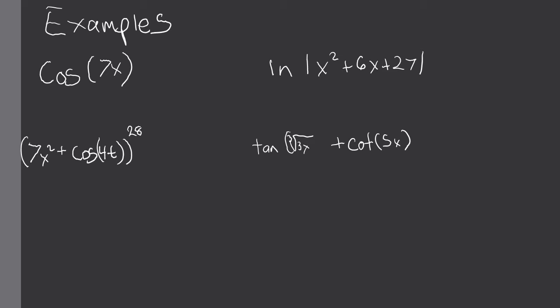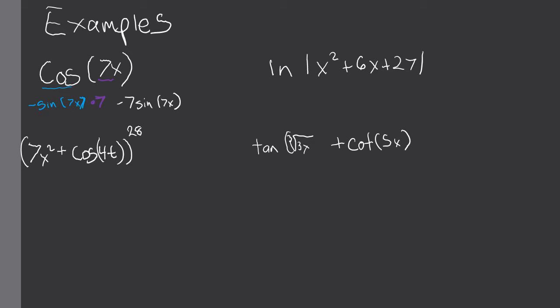So the first one that we have is the cosine of 7x. And our cosine is our outside function and our 7x is our inner function. So let's take the derivative of cosine, which is negative sine, and we keep the inside the same, so 7x. And the derivative of 7x is just 7, so we multiply that by 7. So our answer for this is negative 7 sine 7x. That's our first.